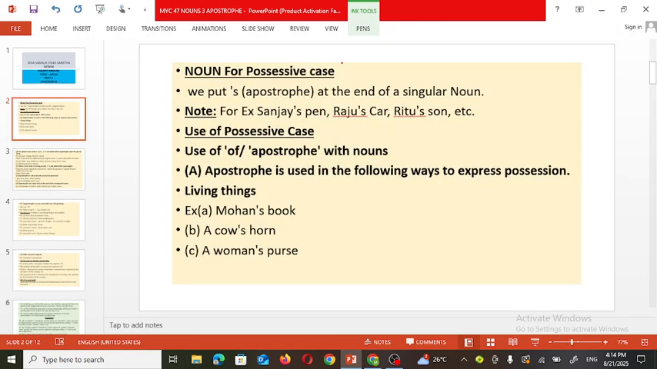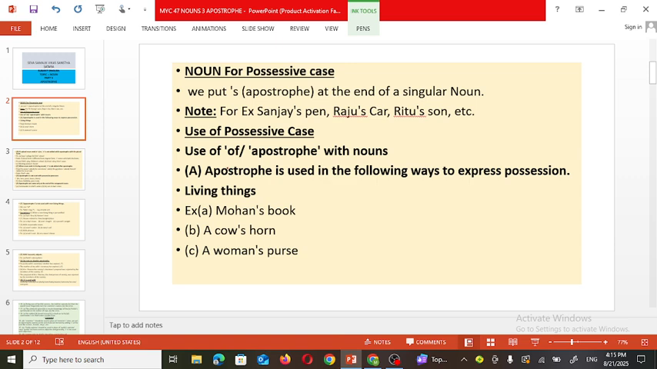Now you are able to see this on the screen. Noun for the possessive case. We put an apostrophe at the end of a singular noun. For example, Sanjay's pen, Raju's car, Ritu's son. What does it mean? It serves the purpose of "of". For example, Sanjay's pen means this is the pen of Sanjay, or the car of Raju, or the son of Ritu. So instead of using "of", we are using this apostrophe.